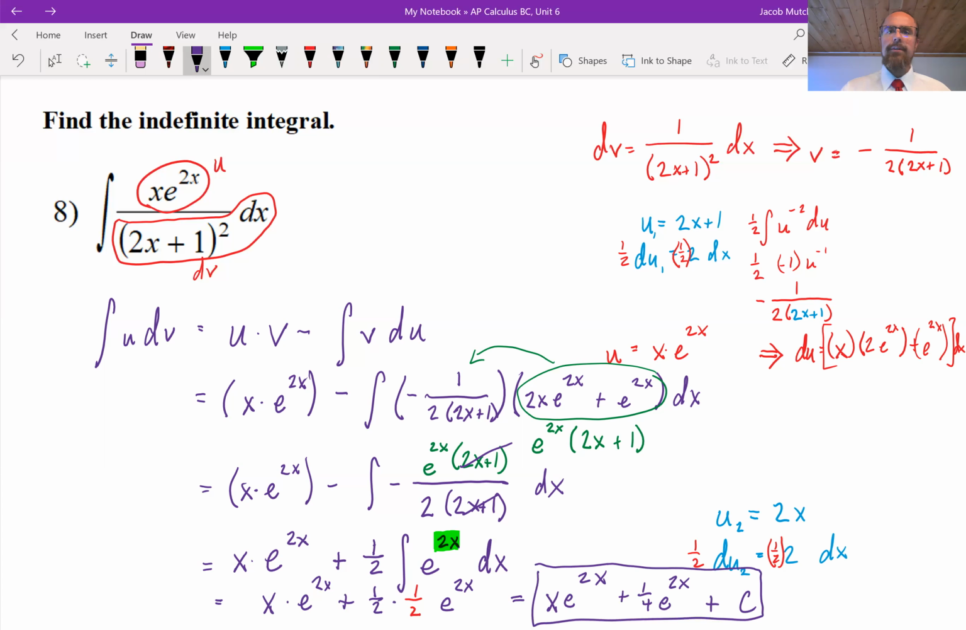Before we move on, I see that I've left out a part of the solution here. It just shows it's easy to drop factors in the process. I didn't include the v. So I need to reincorporate that just to identify what's my v. It's the negative 1 over 2 times 2x plus 1. That needs to go as a factor by all these terms. I just left it out.